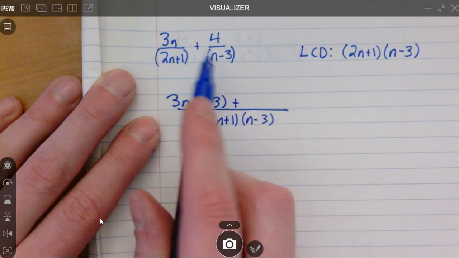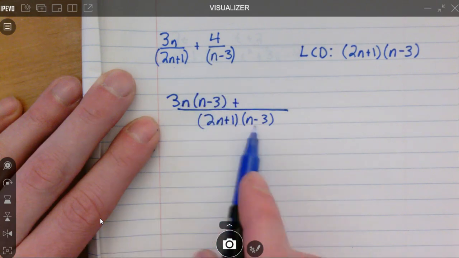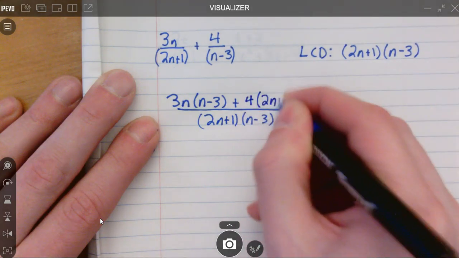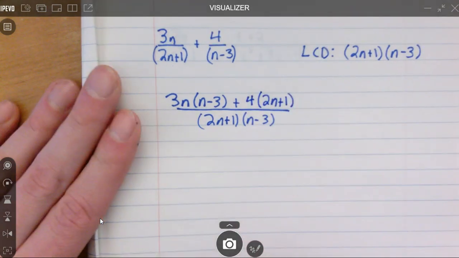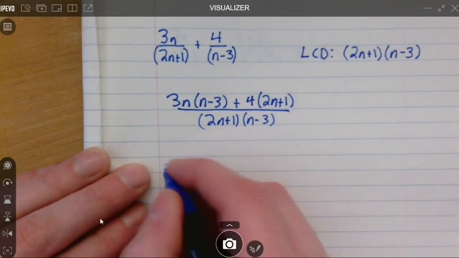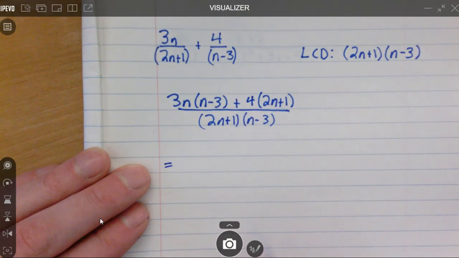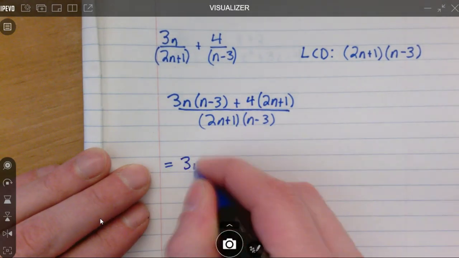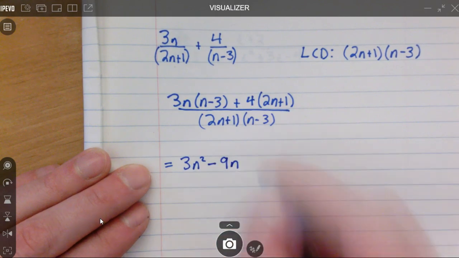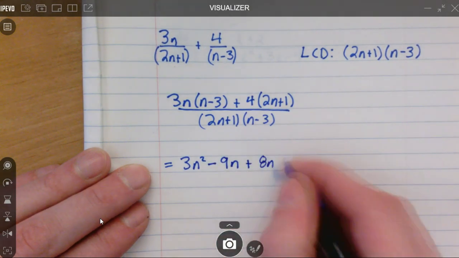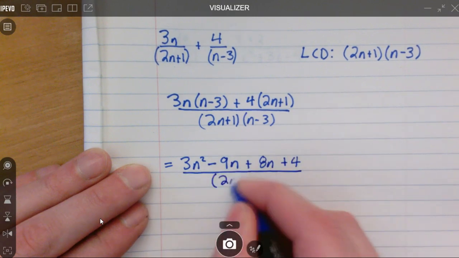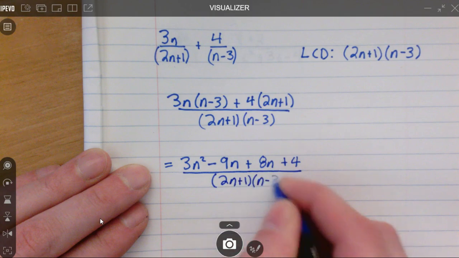How do I get this second fraction to be over this common denominator? Well, I've got to multiply it by 2n plus 1. So I'm going to have 4 times 2n plus 1. So now I've managed to write this expression over the same denominator. Now I can just expand and simplify and see what we get. So I've got 3n times n is 3n squared, 3n times negative 3, negative 9n. So I've expanded that, and then similarly I've got 8n plus 4 still over this same denominator of 2n plus 1, n minus 3.